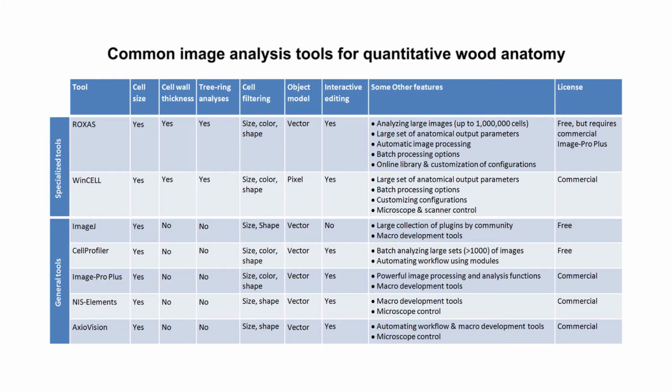So now that we've seen the basic steps from sample to data, let's have a look at some of the image analysis tools we can use for quantitative wood anatomy. As you can see, the tools differ quite a bit in their functionalities, ranging from rather general image analysis software such as ImageJ to very specialized tools such as ROXAS and WinCELL. The choice of the most appropriate tool depends on your needs. For a general characterization of wood anatomical features in rather small samples, a general tool is sufficient. However, to address advanced research questions in quantitative wood anatomy, we recommend using specialized tools.